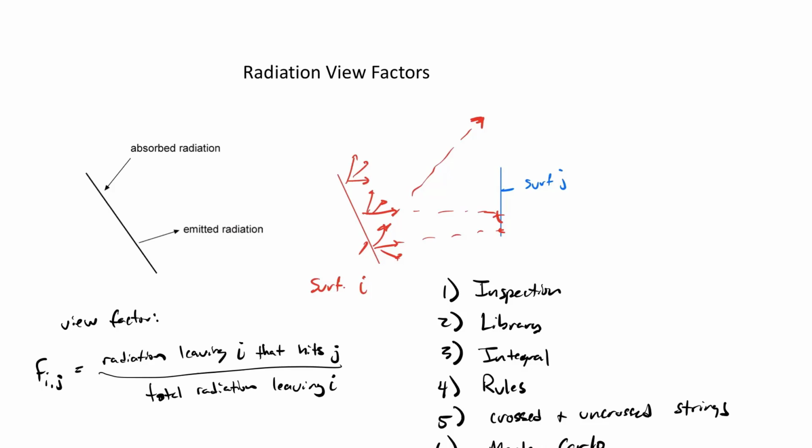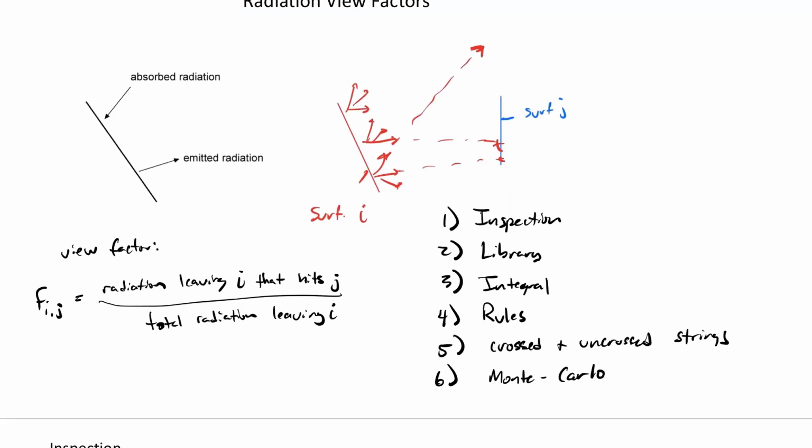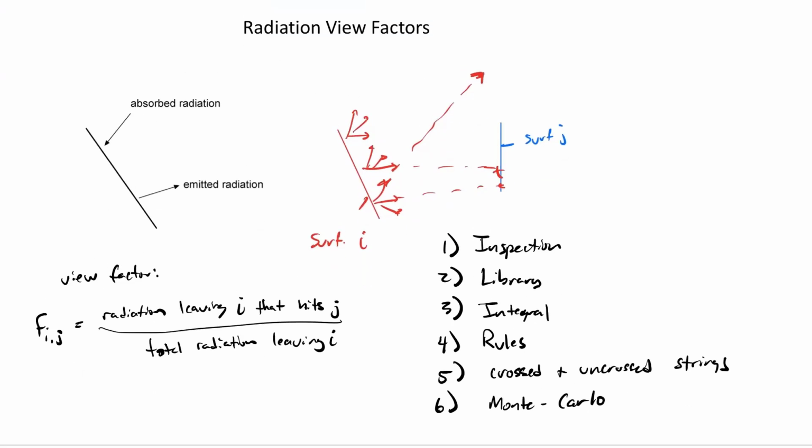All right, so today we're going to pick up where we left off last time. We were talking about radiation. We started talking about radiation view factors. And we went through several examples here, or methods, I guess, for estimating radiation view factors.